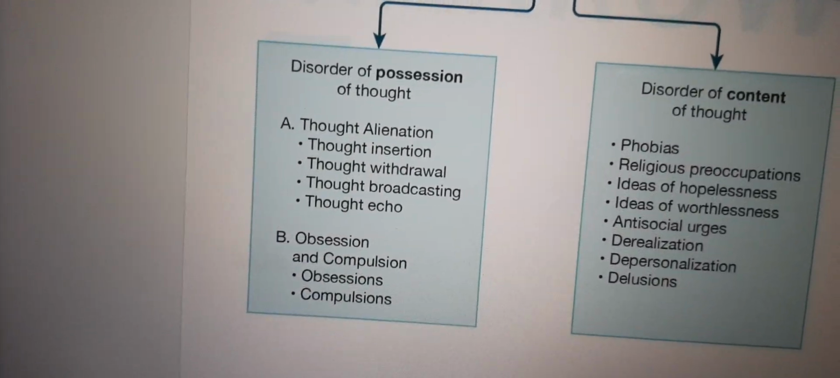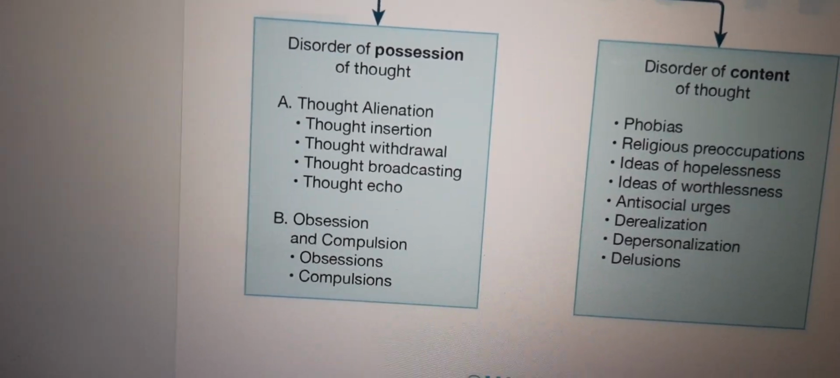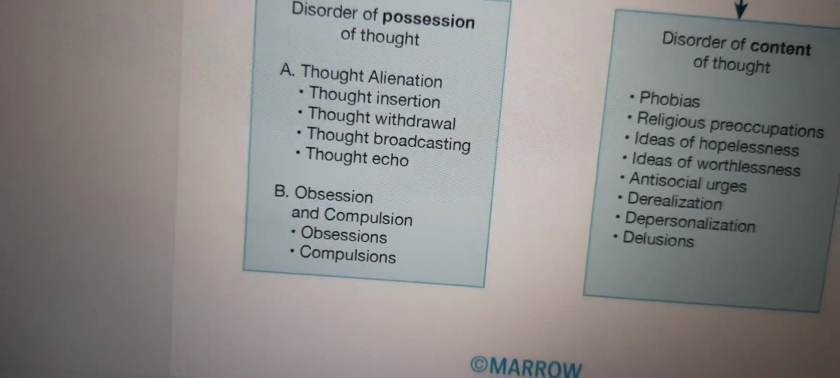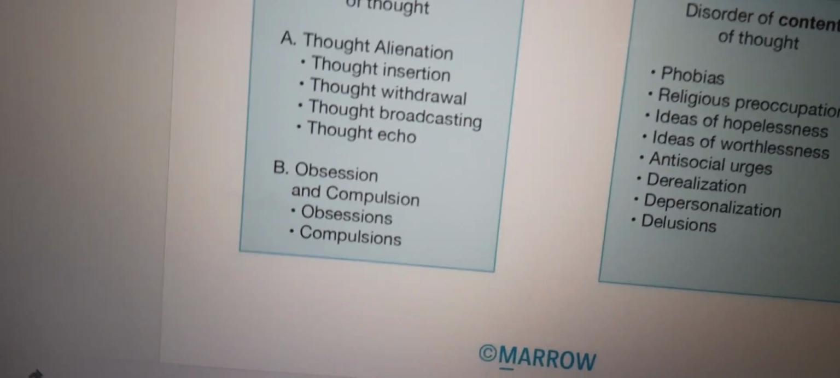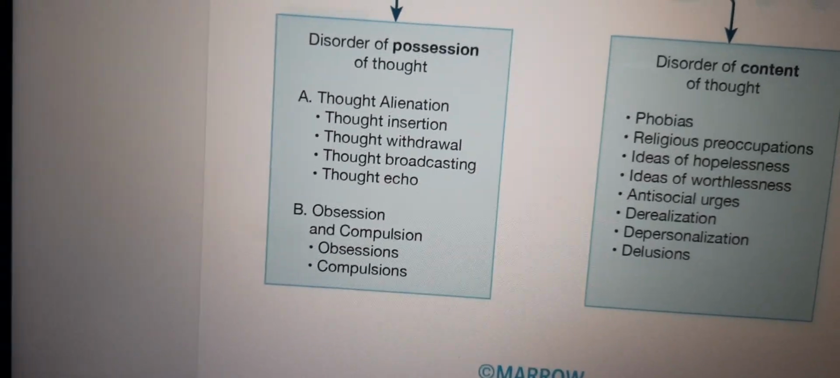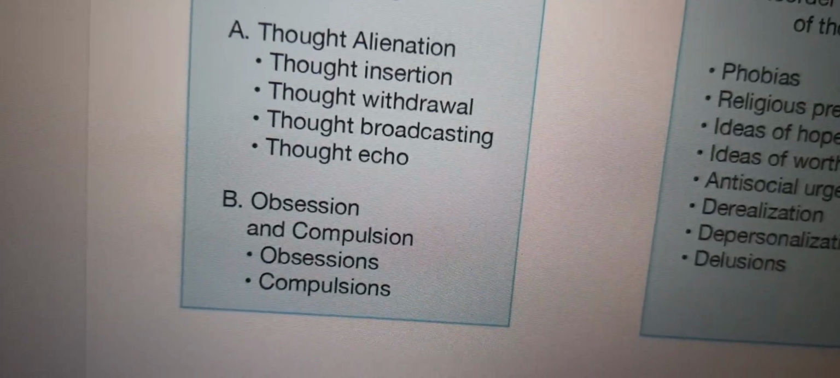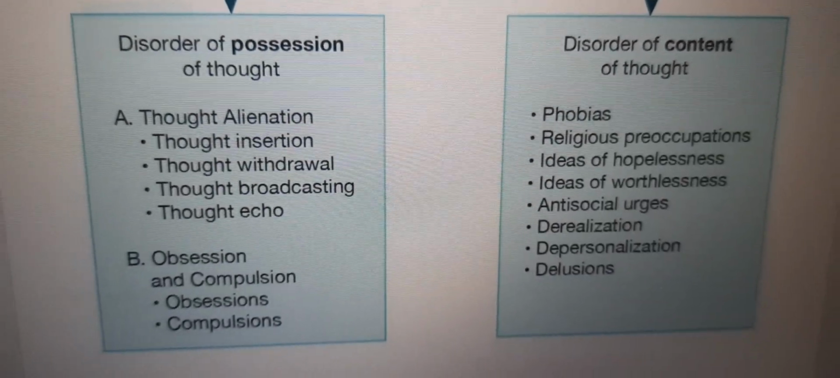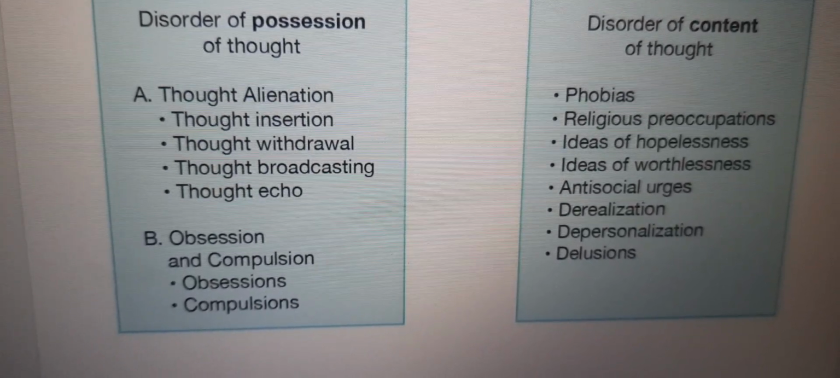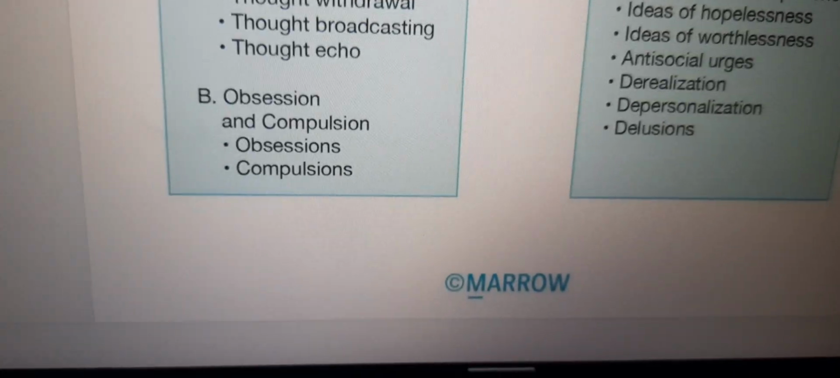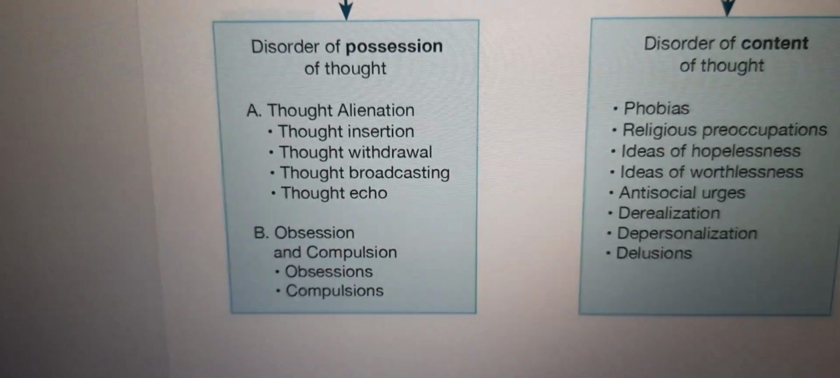Now disorder of possession of thought. In it come 2 things: thought alienation, and obsession and compulsion. In thought alienation, there are 4 things: thought insertion, thought withdrawal, thought broadcasting and thought echo. In obsession and compulsion, there are 2 things which are related to the name itself, that is obsession and compulsion. In disorder of content of thought, there are phobias, religious preoccupations, ideas of hopelessness, ideas of worthlessness, antisocial urges, derealization, depersonalization and delusions.